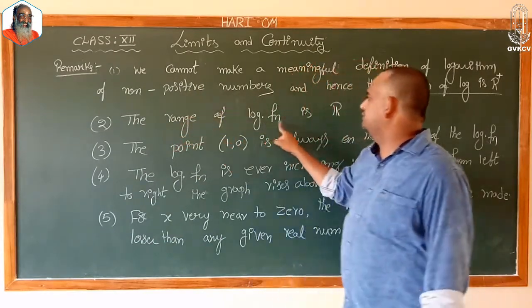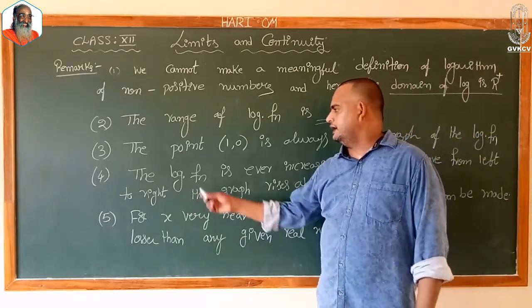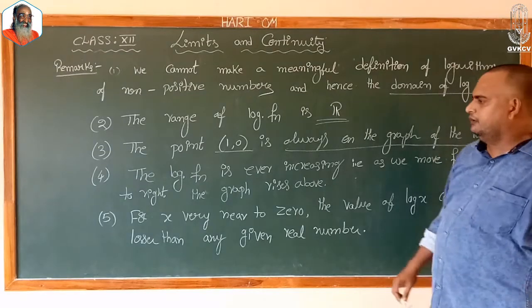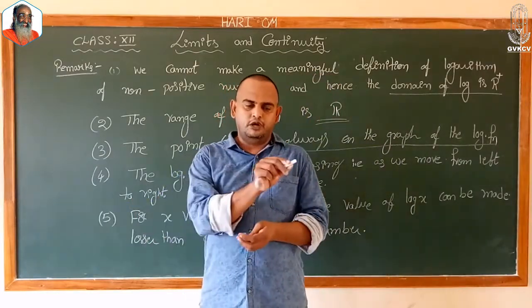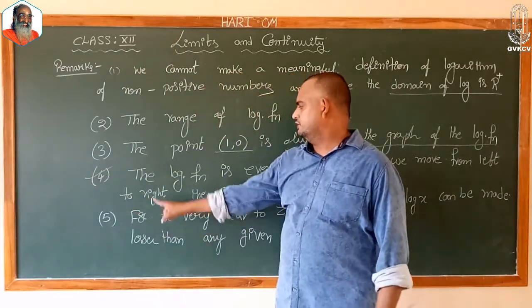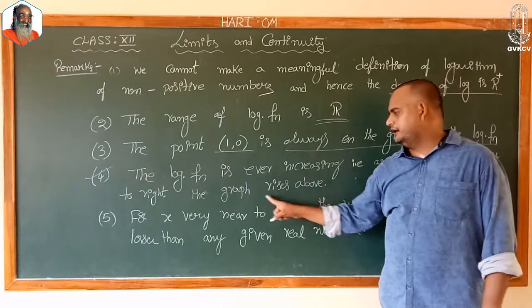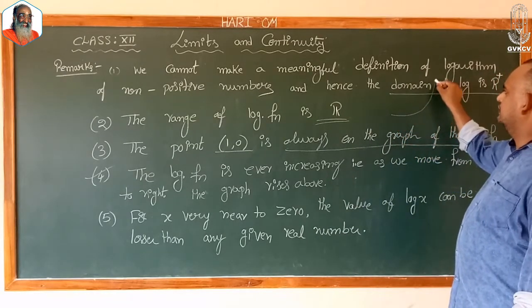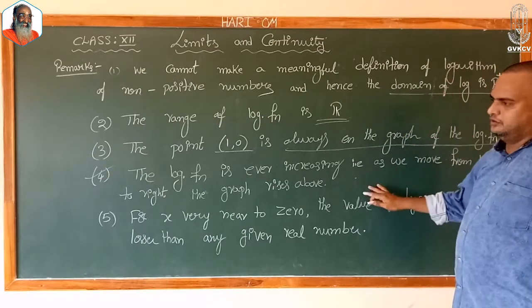And the range of logarithmic function is real numbers, that also we know. And during the graph, I explained to you, the point 1 comma 0 is always on the graph of logarithmic function. And the fourth point, like in exponential function, when we are moving left to right, the graph rises above. The same will continue even in logarithmic also. The logarithmic function is ever increasing, that is, as we move from left to right, the graph rises above. That is the point of logarithmic function.